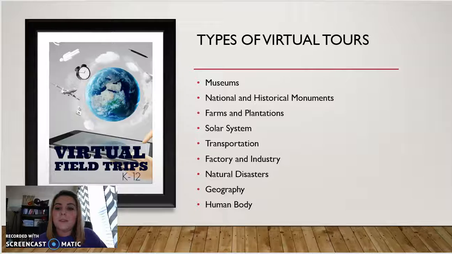You can maybe live in the city and your kids don't get a chance to go visit some farms. You can go visit some farms. That's not the case here where I'm at. You can see the solar system. You can go and look at different types of transportation, so planes and automobiles and different boats. You can go look at factories and industries, natural disasters like volcanoes, tour a volcano. Not just look at it in a textbook, you get to see it come alive without having to be there, which would be scary. And then different types of geography, oceanography, explore the ocean, and even the human body. How neat is that? The only time I ever saw that was on Magic School Bus.